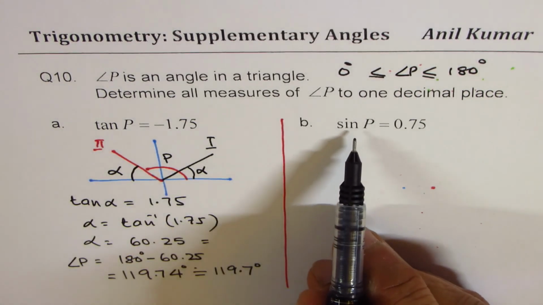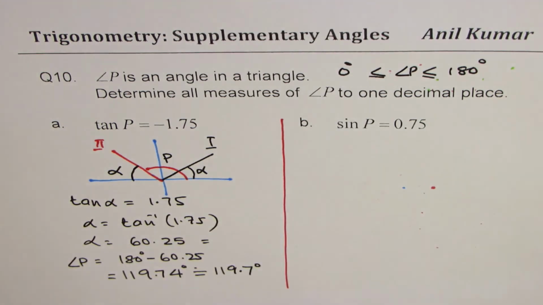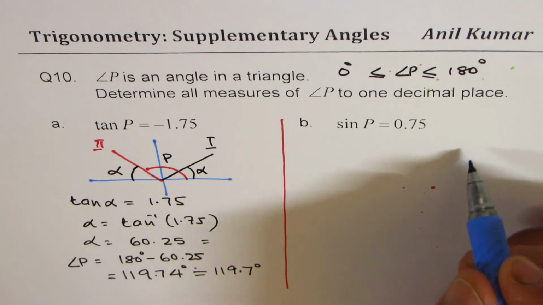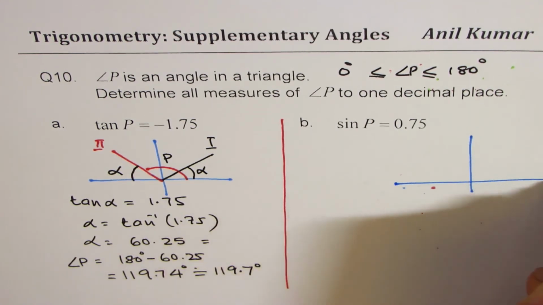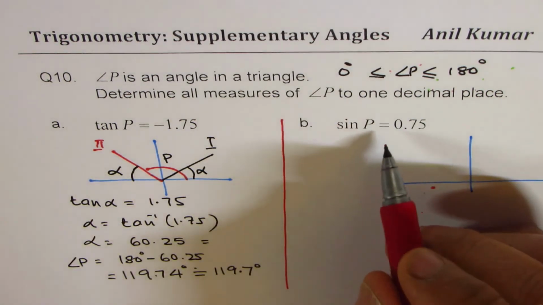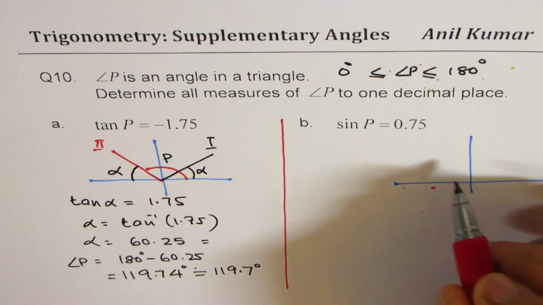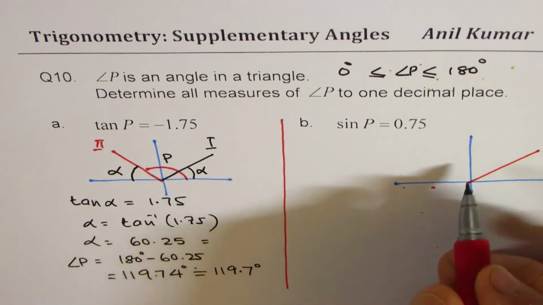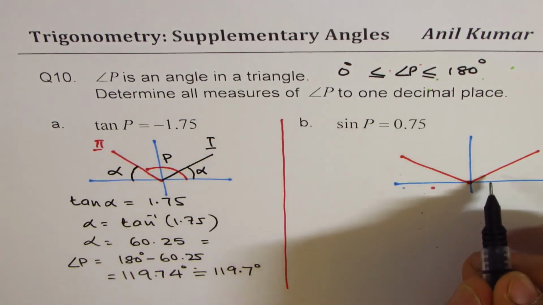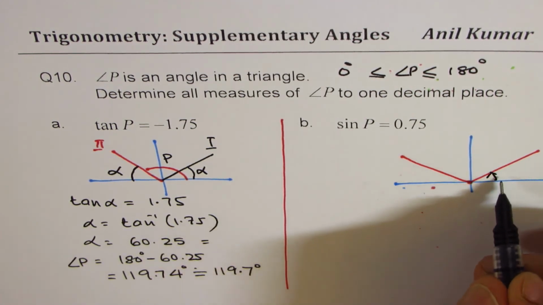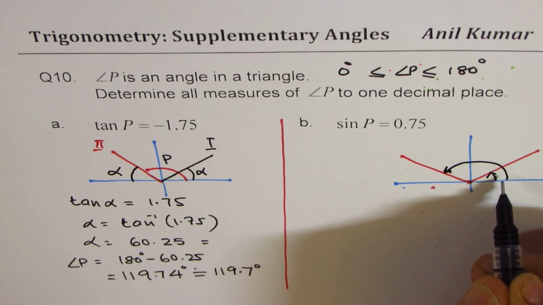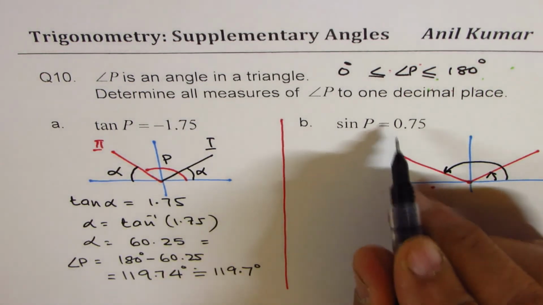Now let's do part B. We are given sin P equals 0.75. Now for sine, as you have seen, when the angle is from 0 to 180 degrees, sine could be positive for two different angles. So we could have angle P as this much or 180 minus that much, right? So there are two possible solutions.